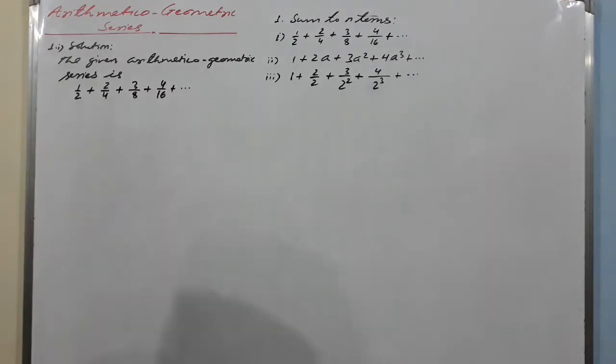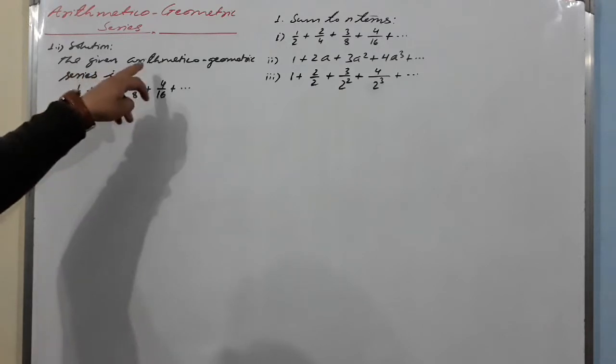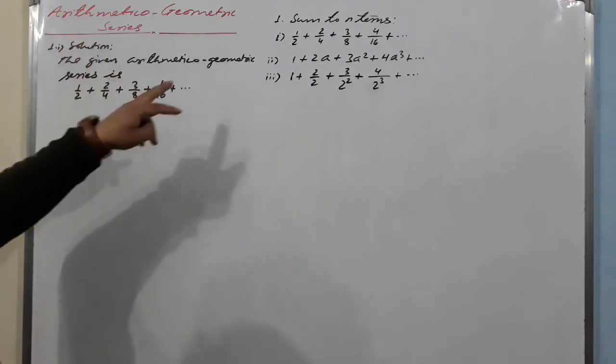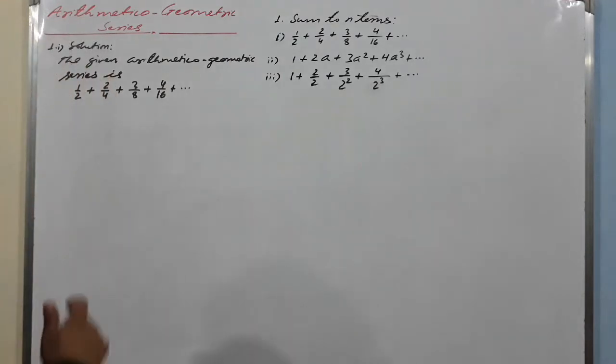If you observe the series, you will not find the nth term here. Firstly, we need to find the nth term of the given arithmetico-geometric series, because we want to find the sum to n terms. So that's why we need firstly the nth term.